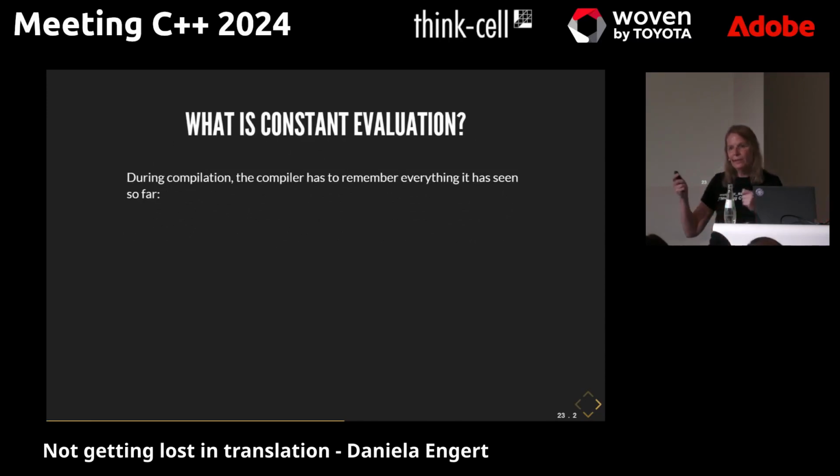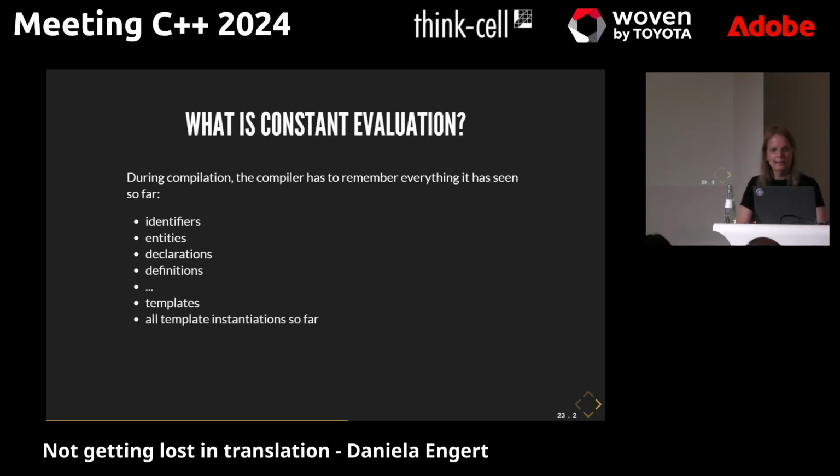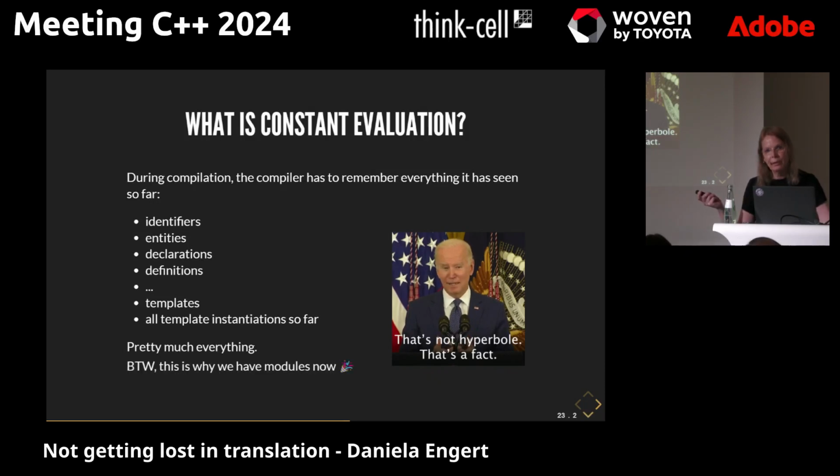So whenever the compiler or our translator is reading the source code that we write, it sees the identifiers, the entities in there, it sees the declarations, the definitions, and a lot more things. It sees also our templates, our template instantiations that we had so far. It pretty much sees everything. And actually, knowing all of this and destroying it and forgetting about it at the end of the compilation is the reason why we have modules today. Yeah, this is the only reason.